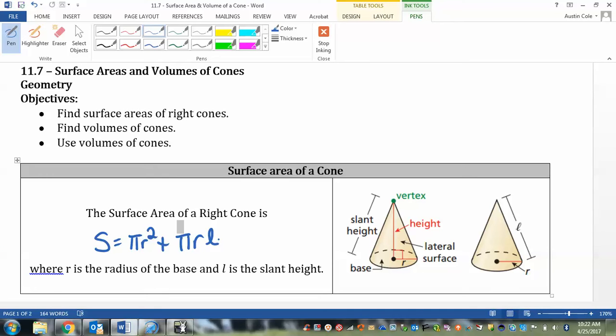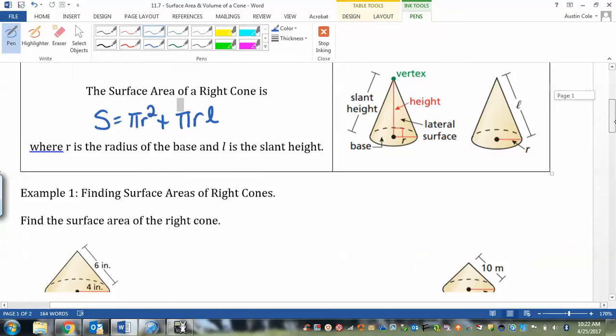So this is different than the height of the cone. Remember we talked about height the other day as the perpendicular distance from the ground to the top, right? You stand up straight. The slant height is like if you're trying to walk up the cone, how far that is. It's the hypotenuse if you drew this as a triangle, right? Okay, so let's talk about that.